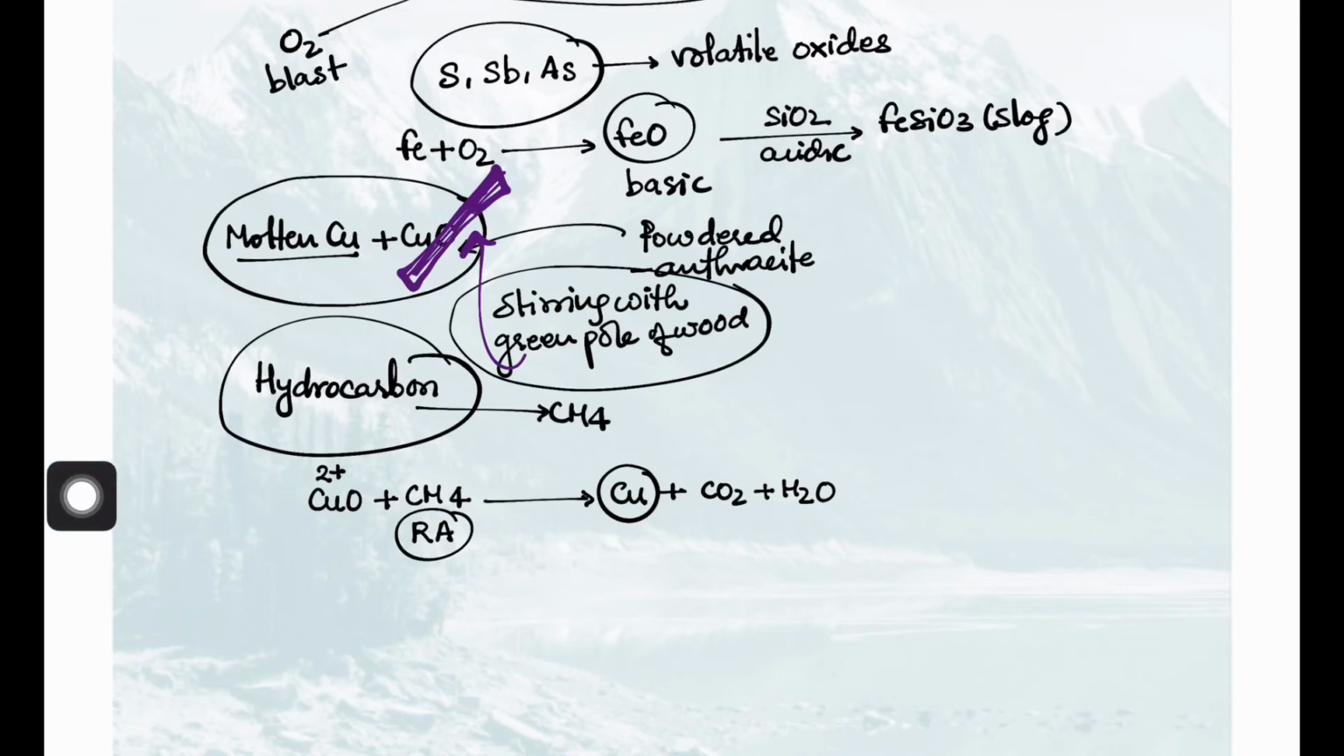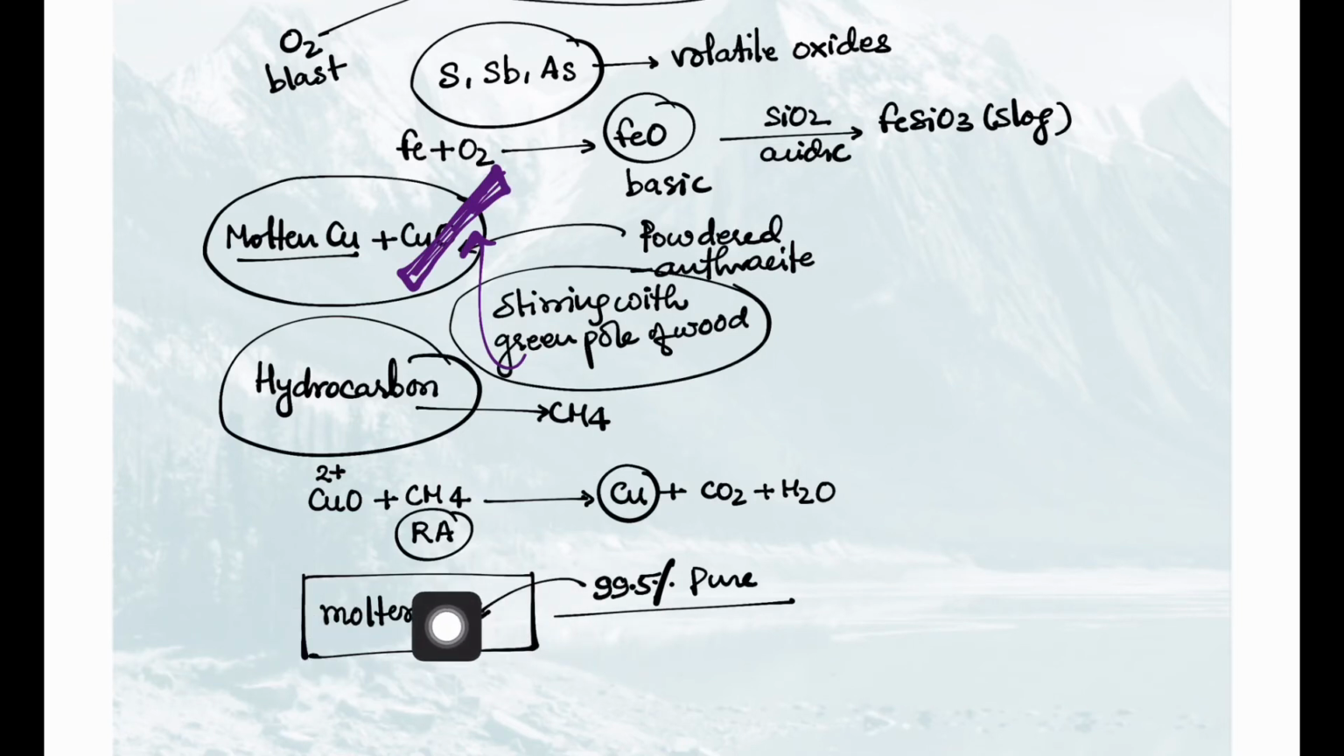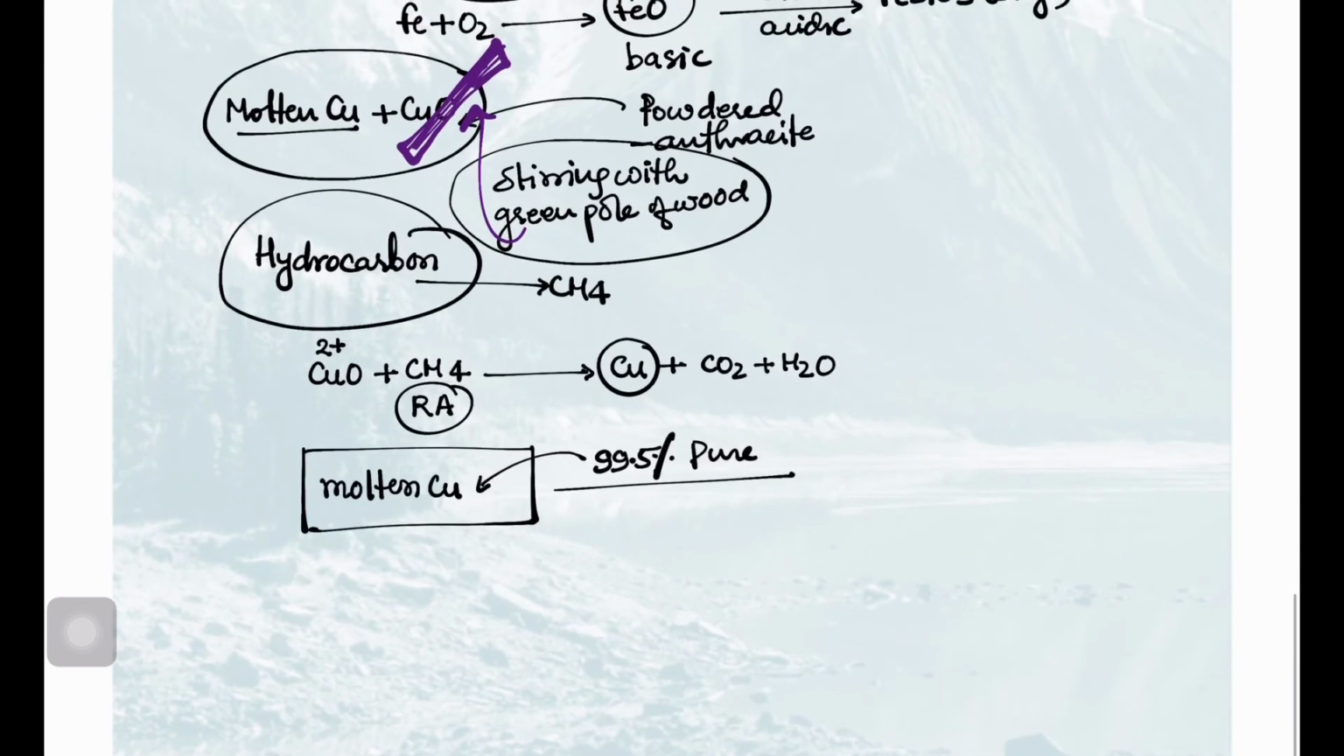Okay, now the final solution that we'll be getting, the molten copper will be left in the solution, and it will be approximately 99.5% pure. So purity up to 99.5% will be obtained by this polling process. Okay. In the case of tin, we have similar reactions.